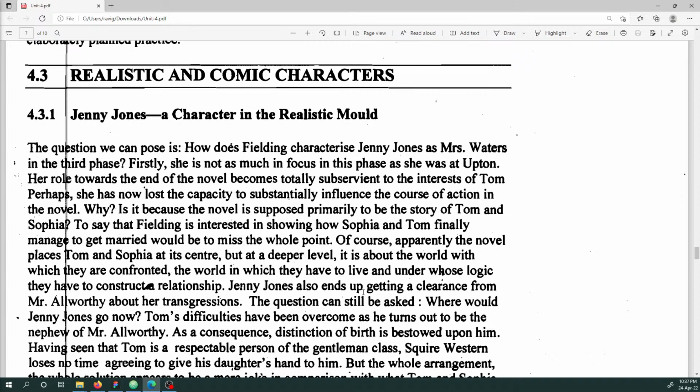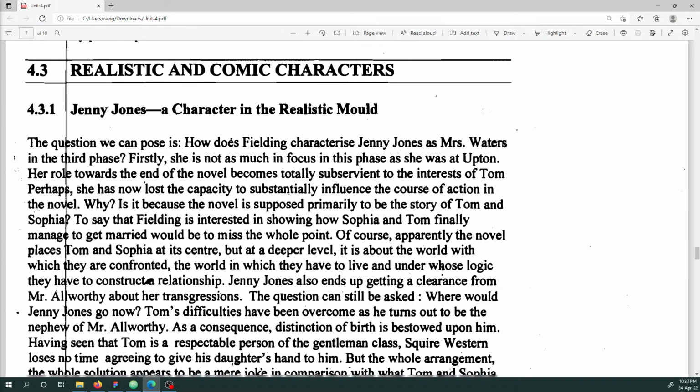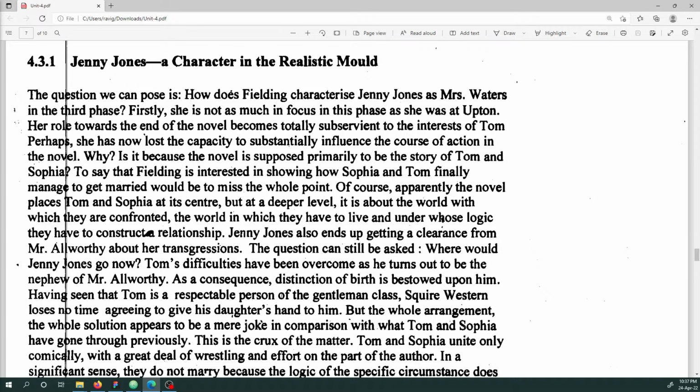Jenny Jones also ends up getting a clearance from Mr. Allworthy about her transgressions. The question can still be asked, where would Jenny Jones go now? Tom's difficulties have been overcome as he turns out to be the nephew of Mr. Allworthy. As a consequence, distinction of birth is bestowed upon him. Having seen that Tom is a respectable person of the gentleman class, Squire Western loses no time agreeing to give his daughter's hand to him.